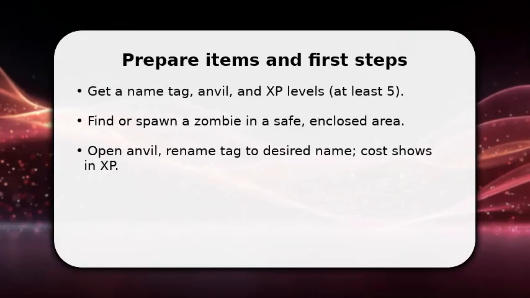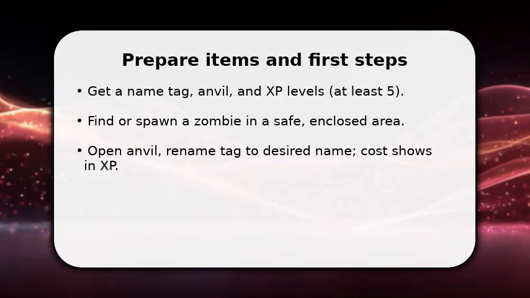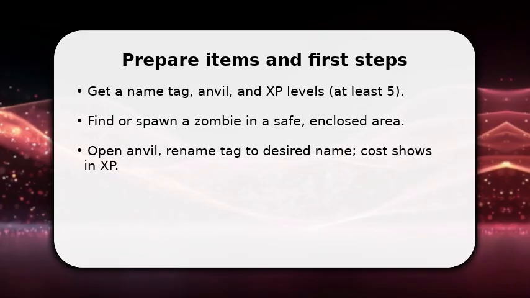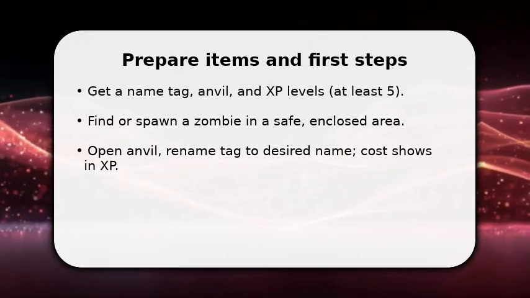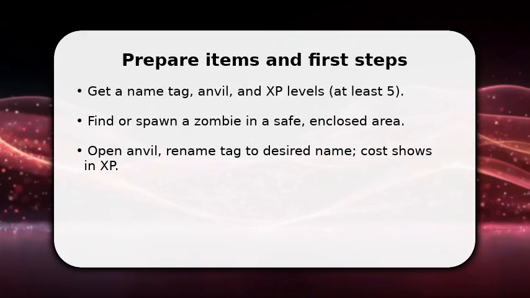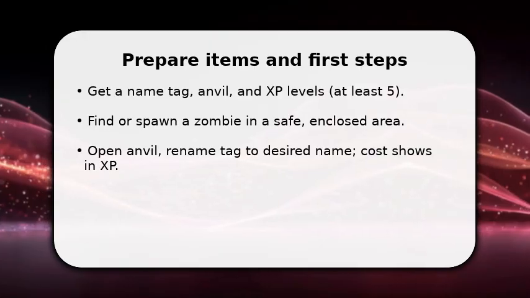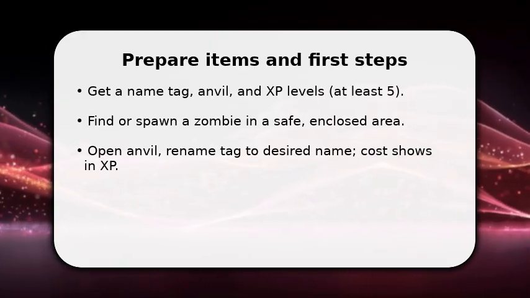You start by gathering essentials: a name tag, an anvil, and enough experience levels. Place the anvil, then open it and put the name tag in the left slot. You'll see an XP cost. Rename the tag to the exact text you want. Make sure capitalization and spacing are final. Once done, retrieve the rename tag and keep it ready.